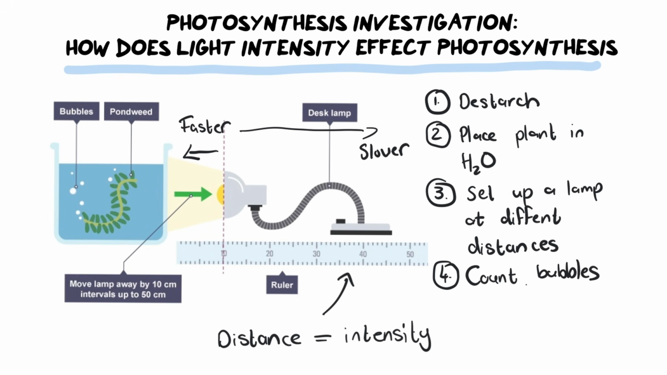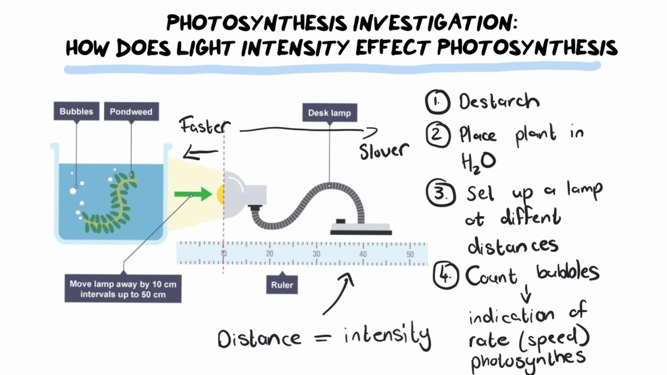And the bubbles are an indication of photosynthesis, but they are an indication of the rate, in other words, the speed of photosynthesis, because the plant is getting light regardless of where the lamp is, whether it's close or far away. But for this experiment, we are focusing our energy on the rate or the speed at which it's happening. And so answering our investigative question, how does light intensity affect photosynthesis? Well, it affects it by changing the rate or the speed.